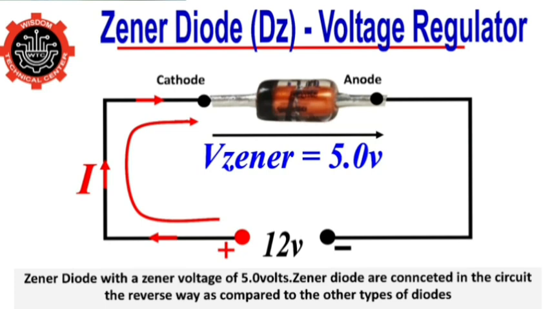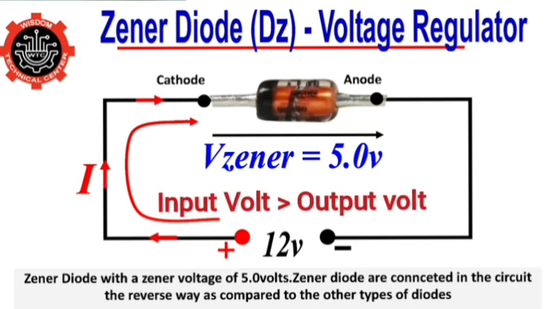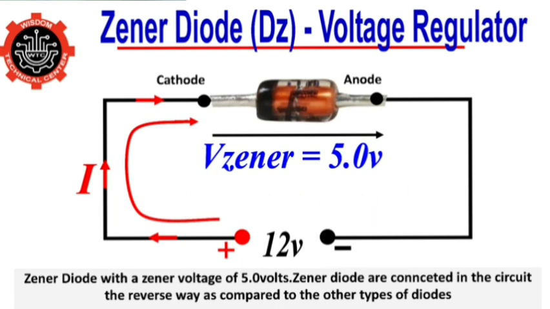So after the breaking voltage, the current will begin to flow. That's the breaking voltage, which is 5 volts. And to do so, the supply voltage must be greater than what you want for your output, either greater or equal to. So if it is equal, there is no need to regulate, so it must be greater.